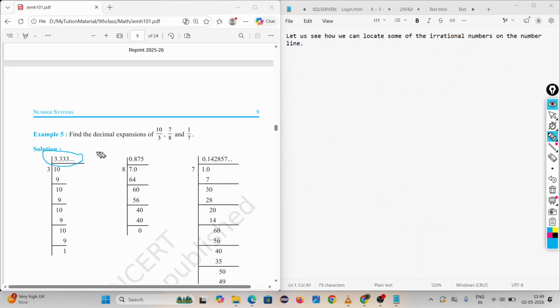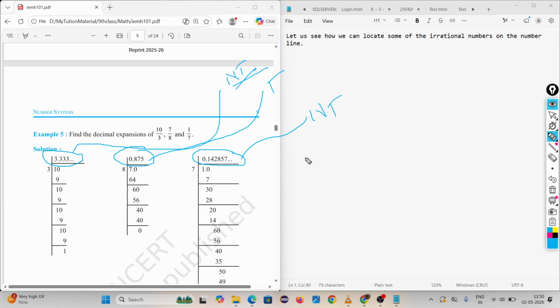In the three cases, do you see any difference? Yes, sir. First one is repeating, second one is not repeating. Sorry, first one is non-terminating. NT means non-terminating. Second one is terminating. Third one is also non-terminating, non-recurring. In the first one, it is non-terminating, but the digits follow a particular pattern. So that is called non-terminating repeating, or another name is recurring. In the last case, it is non-terminating, but it is not recurring or repeating.